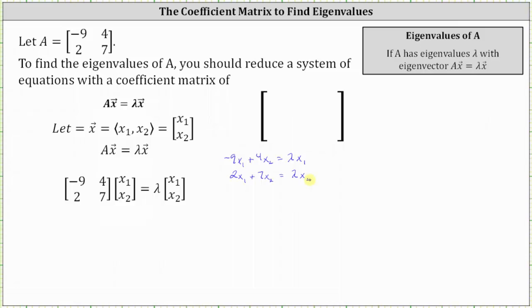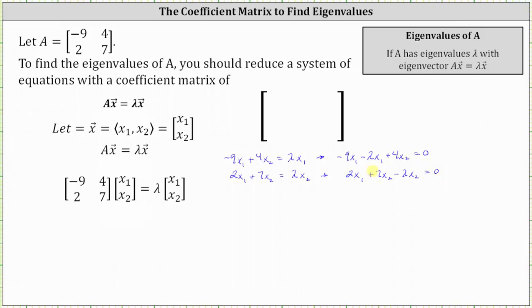And now to find the coefficient matrix, we know we must have all the variables on the left side of the equation. For the first equation, let's subtract lambda x1 on both sides. And for the second equation, we will subtract lambda x2 on both sides. Subtracting lambda x1 on both sides of the first equation, let's write the equation as negative 9x1 minus lambda x1 plus 4x2 equals 0. And subtracting lambda x2 on both sides of the second equation, let's write the equation in the form of 2x1 plus 7x2 minus lambda x2 equals 0.